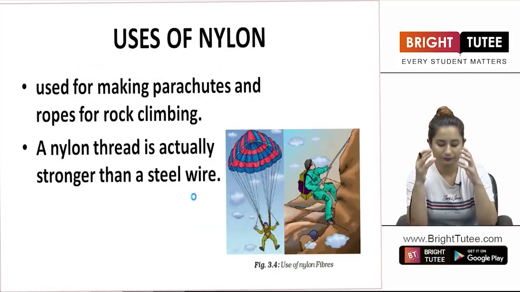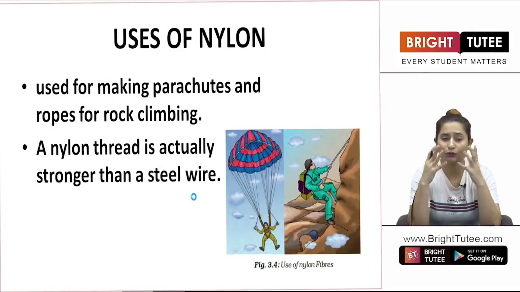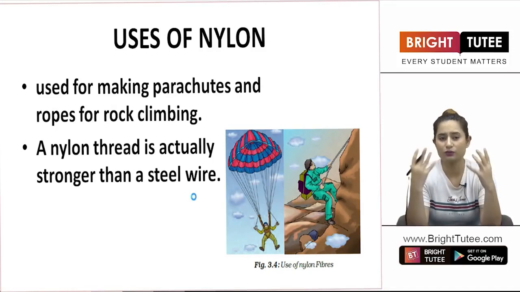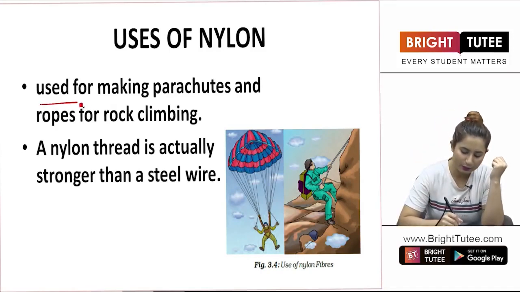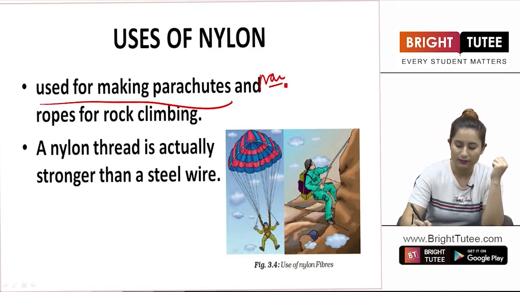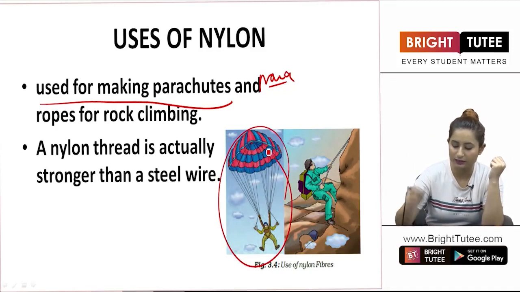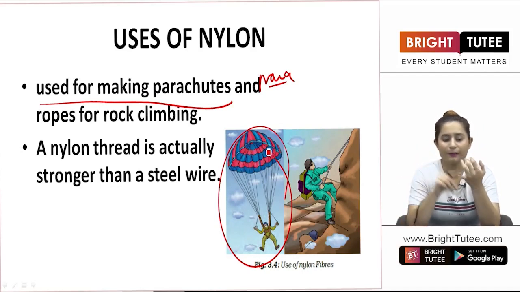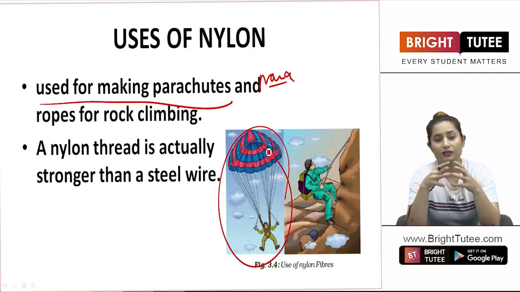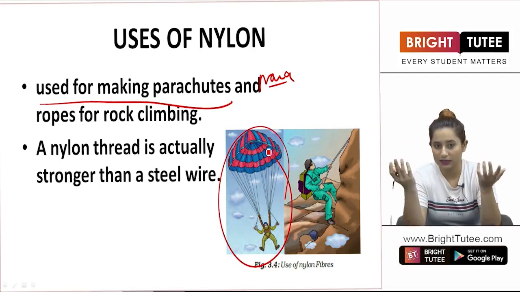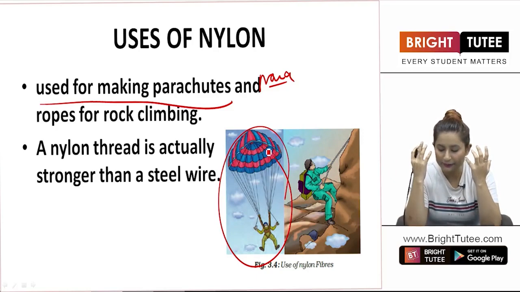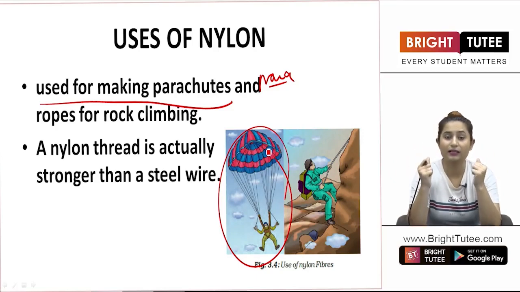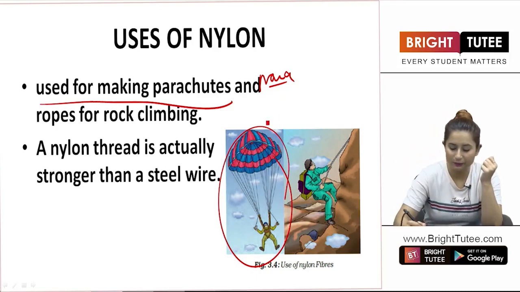Now, students, what are the uses of nylon? Now you know that nylon is a very important fabric. It has very important features. Basically, it is used for making parachutes. Parachutes, as you can see in this picture, are very important for different purposes, basically for escaping from a plane crash or for paragliding or many other sports activities as well.